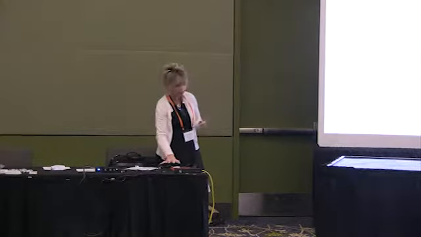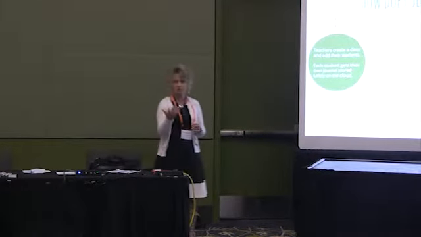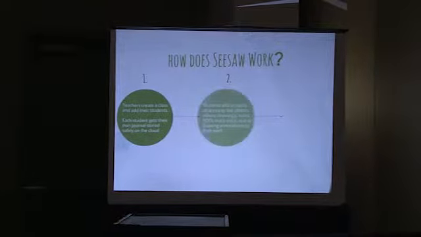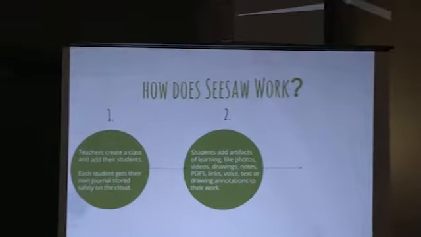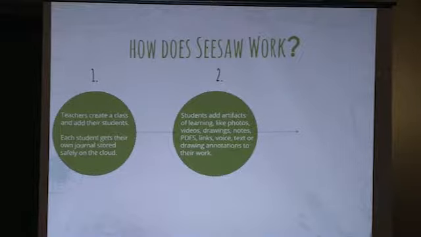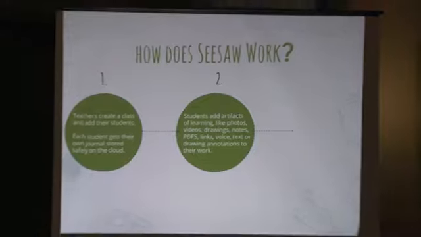So how does it work? It's kind of a 4-step process, and then I'll unplug this, and then we'll actually get into Seesaw. So teachers are going to create a class, add their students. Each student gets their own individual portfolio. And then this is where the magic happens. The students take ownership. They add their artifacts. They capture their learning. They either draw about it, talk about it, or videotape. There's a notes section. They can go to websites, all sorts of things that they're going to capture their learning in their journal.